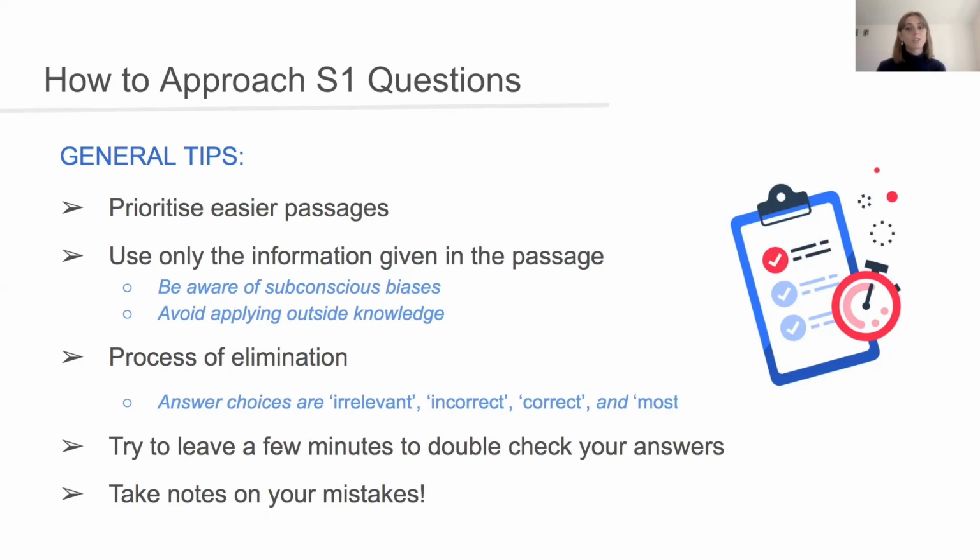The process of elimination is a good way to approach the answer choices. So in Section 1, the answer choices can typically be split into one that is irrelevant to the question or passage, one that's clearly incorrect, and 2 that are both right, but one is more accurate than the other and more relevant to the question than the other choice. So it's helpful to keep this in mind when tossing up between answer choices.